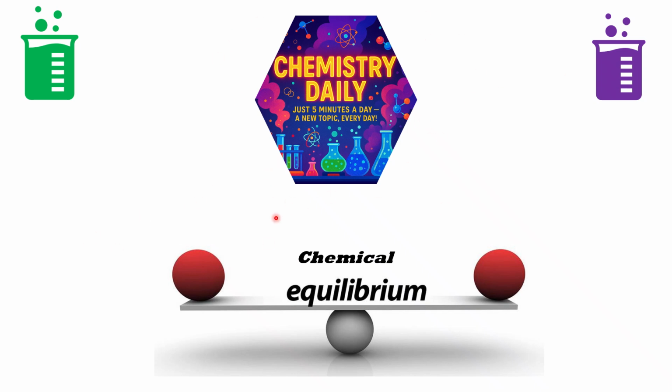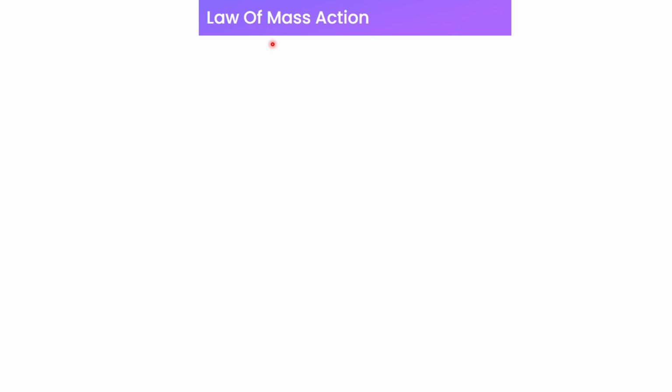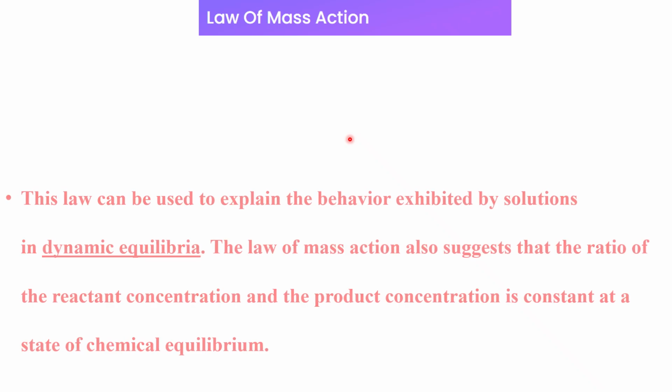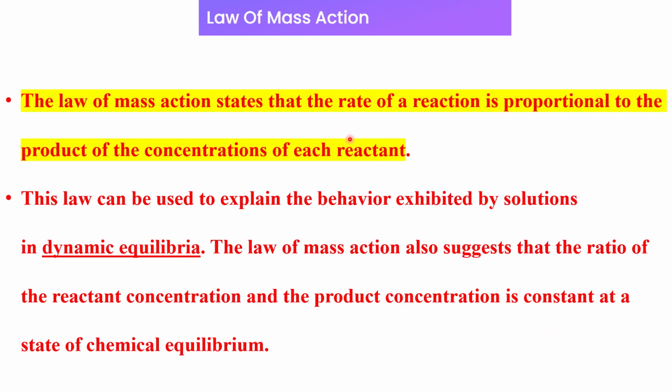Today we see, in the series on chemical equilibrium, the topic: the law of mass action. In chemical equilibrium, the law of mass action plays one of the important roles, because it states that the rate of reaction is directly proportional to the concentrations of the reactants. So it is broadly exhibited in dynamic equilibrium, and it plays a vital role in chemical equilibrium.